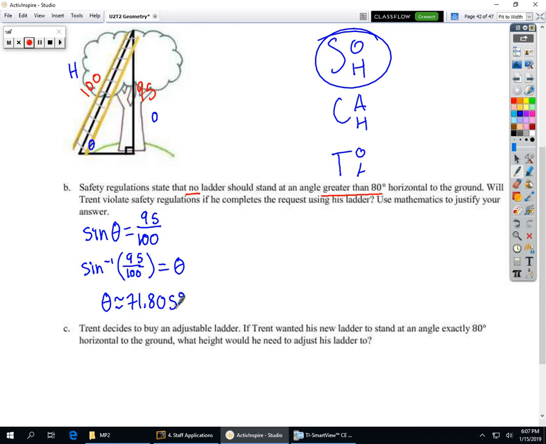So this is where we need to actually find the value here. Did he violate safety regulations? It says it can't be greater than 80. This is less than 80, therefore it's pretty good. So he doesn't violate the regulations. Since the angle is less than 90.